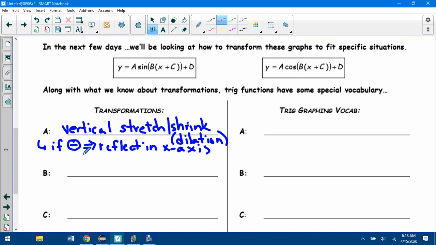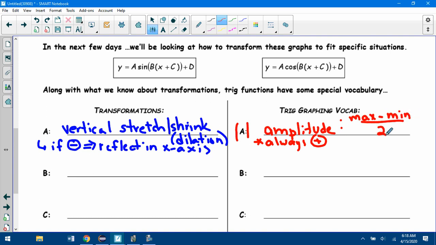ignoring the reflection for a minute, if I just say the absolute value of a instead of a, the absolute value of a is called the amplitude. And the definition is basically the vertical stretch. Now, since I made that the absolute value, this is always positive. So I'm not talking about the reflection if there is one when I'm talking about amplitude. I'm just talking about the stretch or the dilation. And another way to find that, if you're given a graph, is to take the maximum value minus the minimum value divided by 2. So if I take max minus min divided by 2, that's how high it rises and how low it goes. That's called the amplitude.